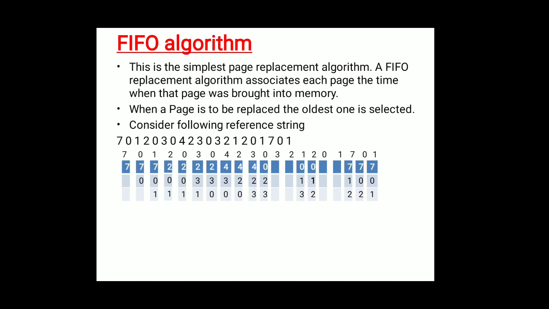Now coming to the page number 0. So page number 0 is also not available, and we have to get it from the hard disk, and we have to store it into this frame. So page number 4 will be replaced with 0, so 0 will take the place of the 4, that is 0 2 3. Now next is the reference number 3.